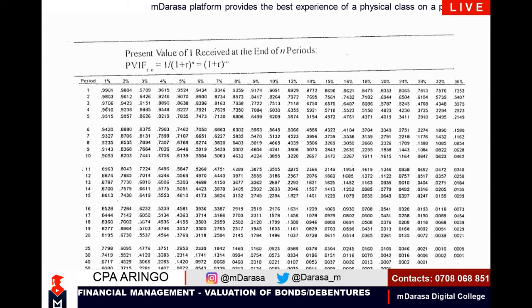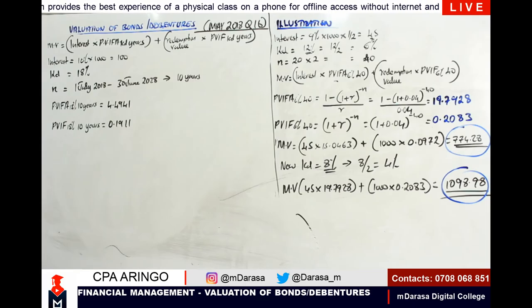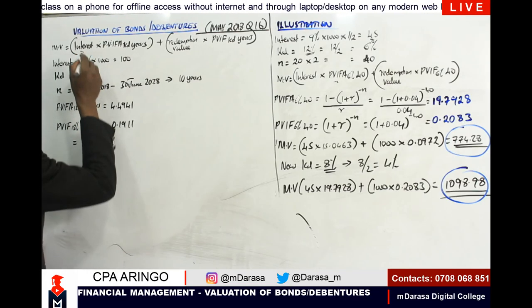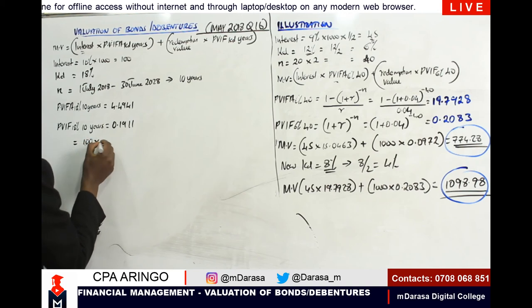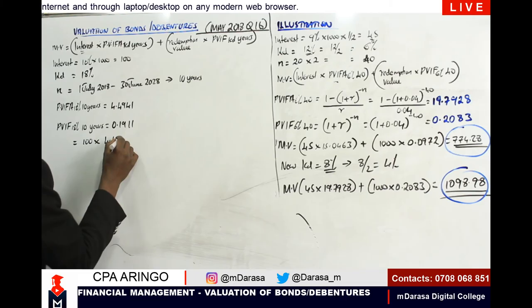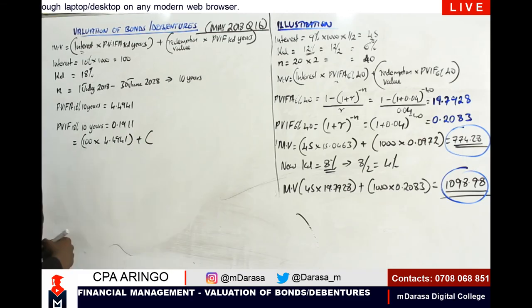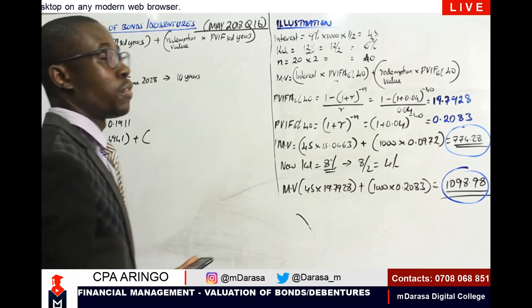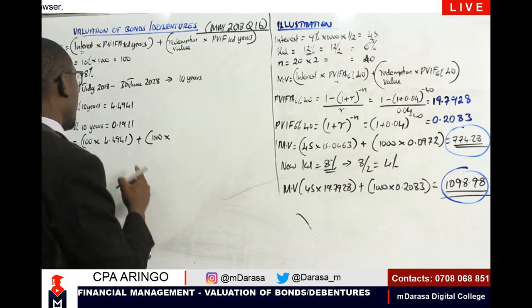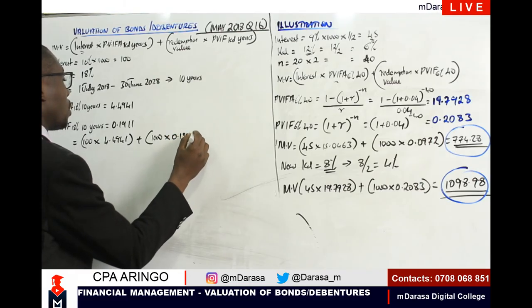Kindly confirm if you are getting the same factors. The moment I'm able to identify our factors, things will be very easy for us, because this is what we are going to do. We are going to take our formula with us very confidently. Interest, we have it as 100. We multiply by the present value interest factor annuity, cost of debt and the years, 4.4941. We are going to add the redemption value. We mentioned that the redemption value will always be our par value, right? So we'll be taking 1,000 there. We multiply by our factor, which is 0.1911.